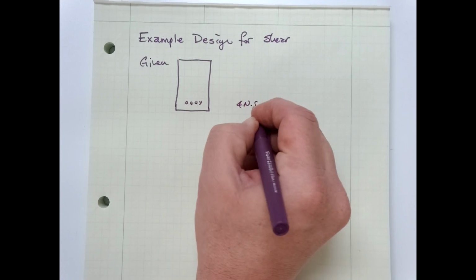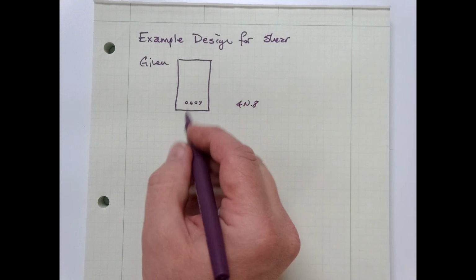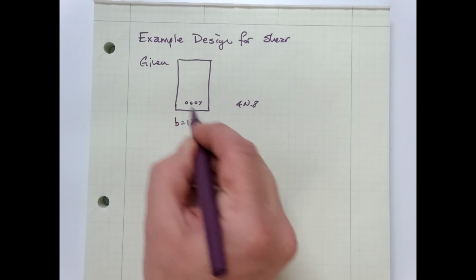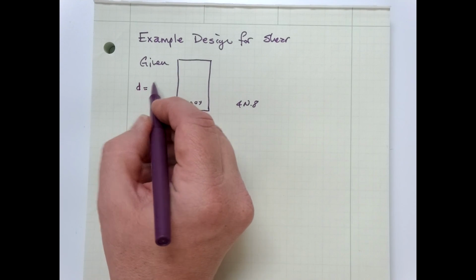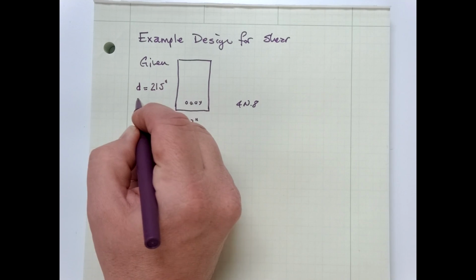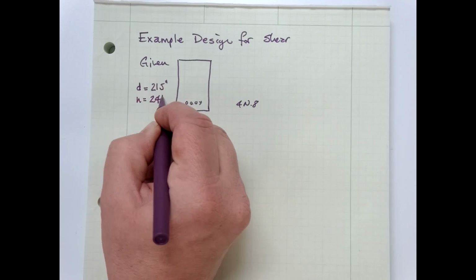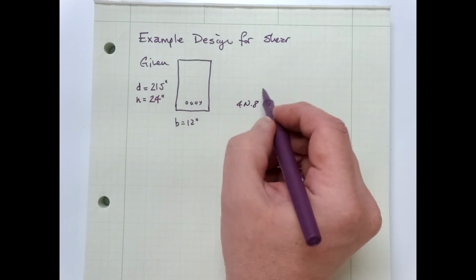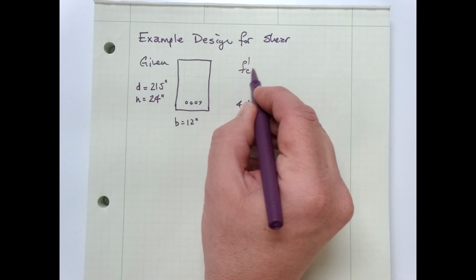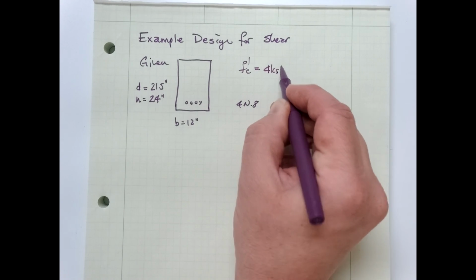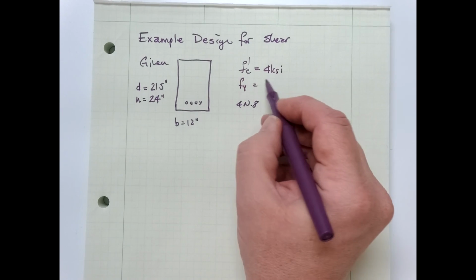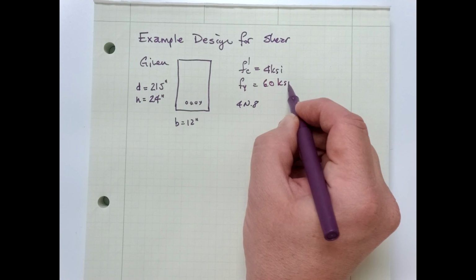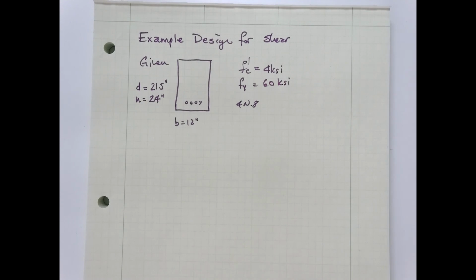We have floor number 8's down here. B is equal to 12 inches. D is equal to 21.5 inches. H is equal to 24 inches. And we're going to use our good old friends. The concrete compressive strength is equal to 4 kips per square inch. The yield stress is equal to 60 kips per square inch. Is D equal to 21.5? Yeah, 21.5 inches. 215 inches might be one hell of a beam.